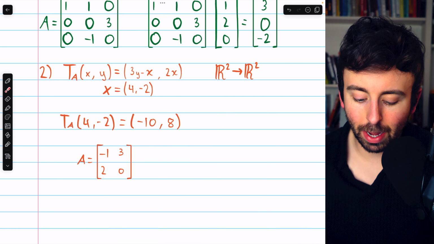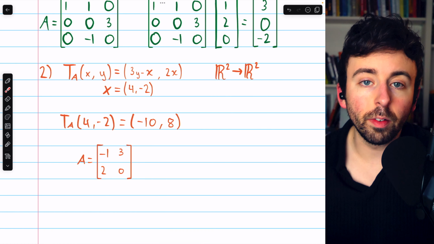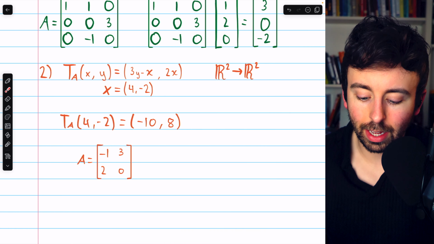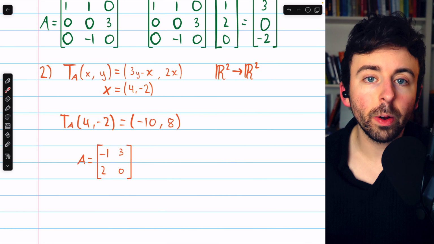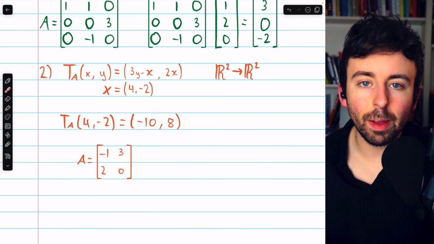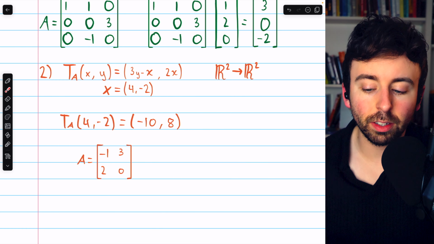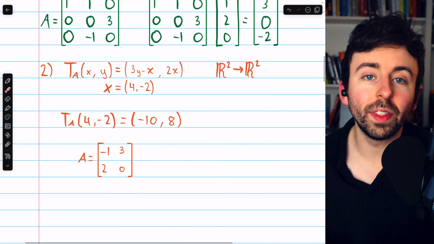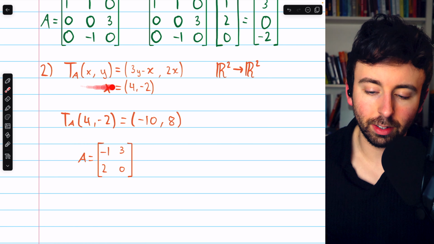We can find it by looking at the coefficients of the variables x and y in this equation. X has a coefficient of negative 1, and then a coefficient of 2. Y has a coefficient of 3, and then a coefficient of 0. So this column is capturing the images of the standard basis vectors from the domain when they get transformed under this equation.